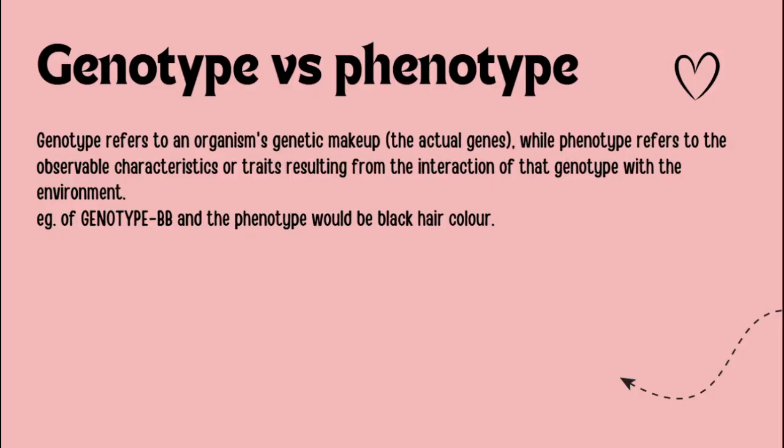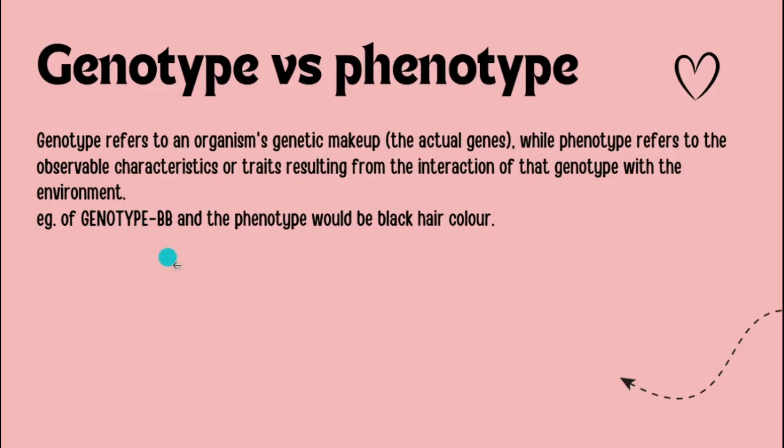Now if we're comparing the genotype versus the phenotype, an easy way to remember this is the word geno. Just remember genetic, because both of them start with G. So the genotype is really talking about an organism's genetic makeup, and the phenotype is talking about the physical characteristics that me and you and everybody can see. So genotype, genetics, and then phenotype, physical characteristics, right?